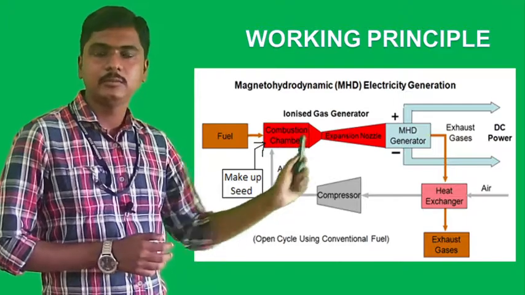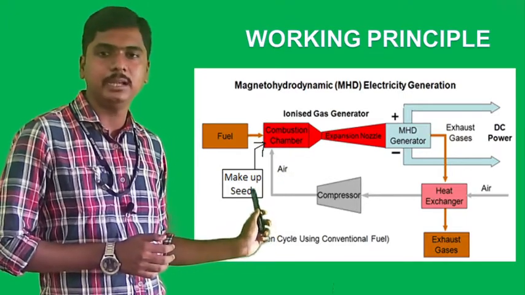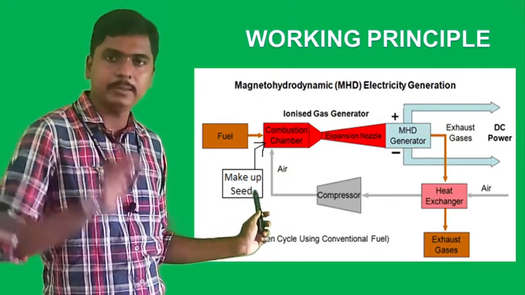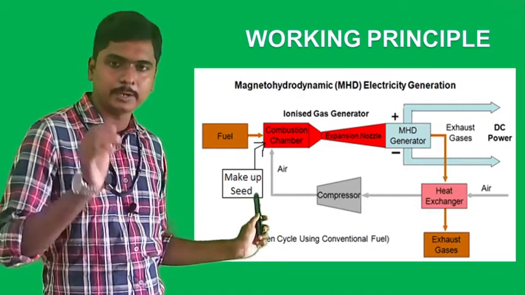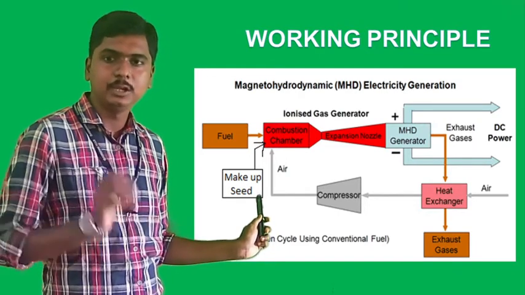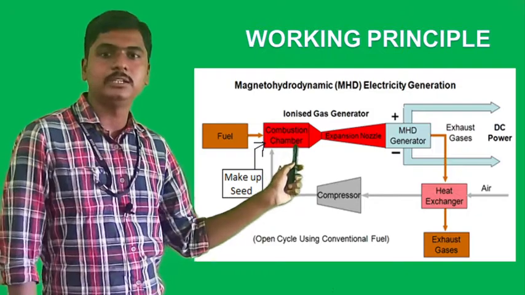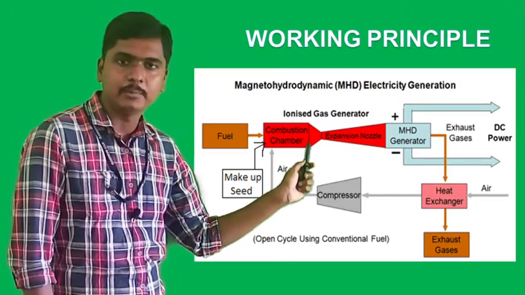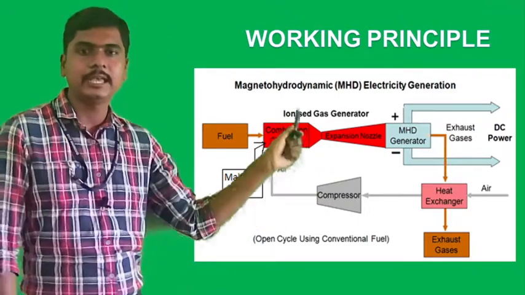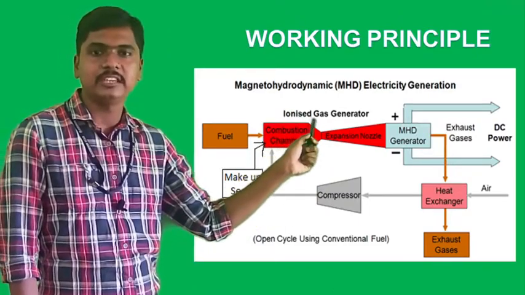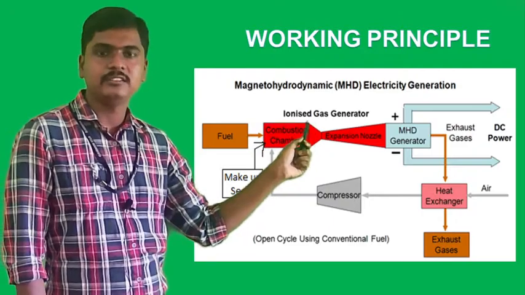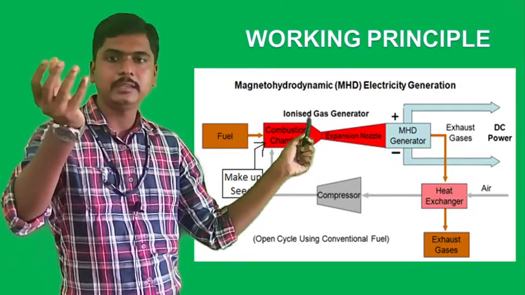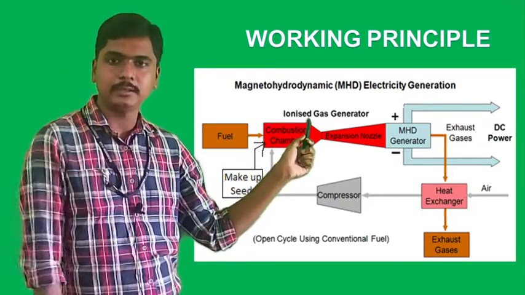It will increase the conductivity of the gas. So just simply remember the purpose of the seed material is to increase the conductivity of the gas that comes out from the combustion chamber. That's why I have written it is ionized gas. Ionized gas means it will be a conducting gas, a conducting material.